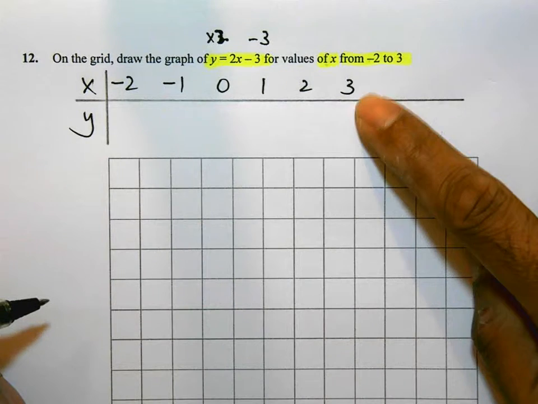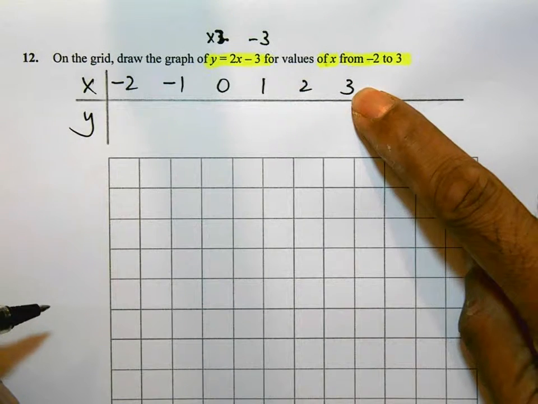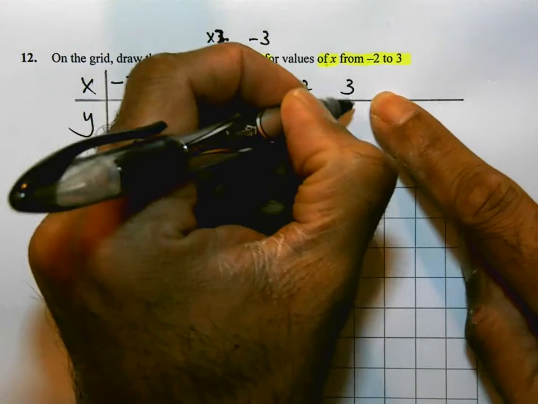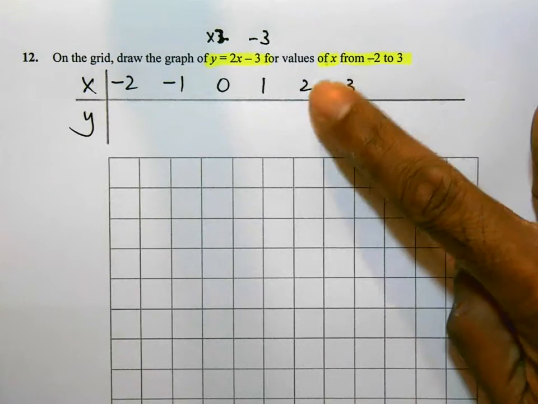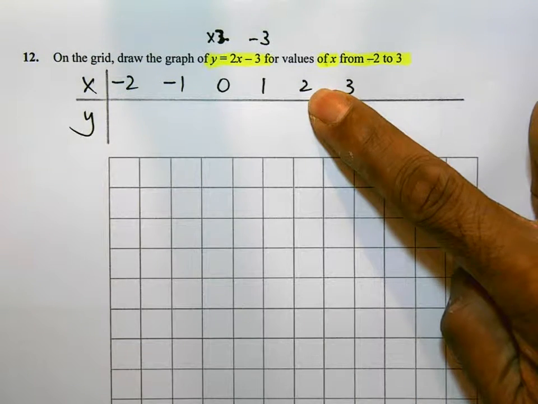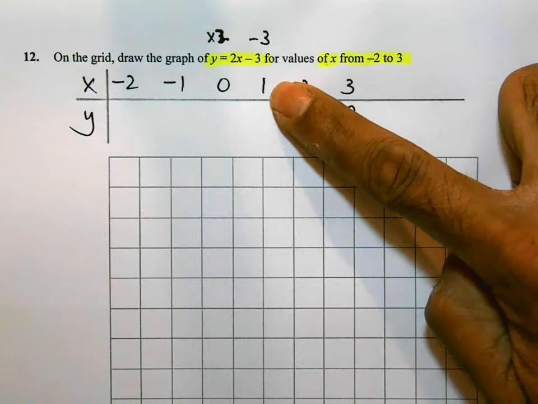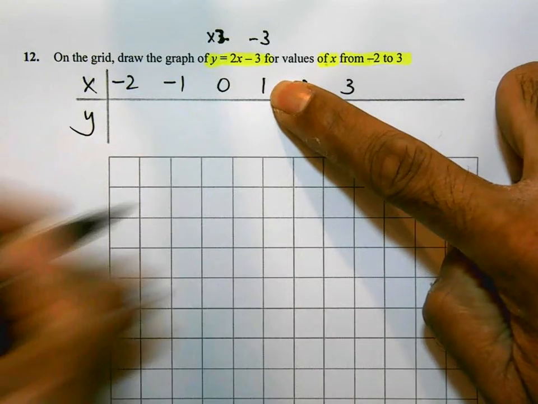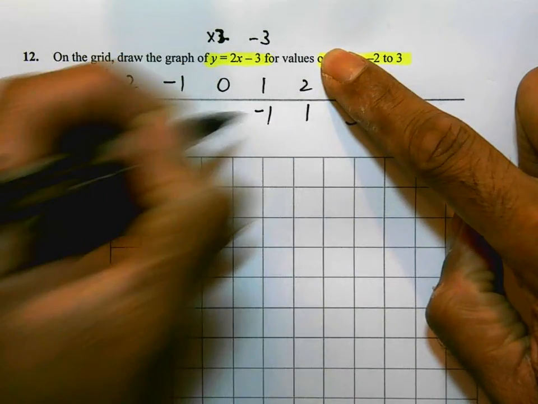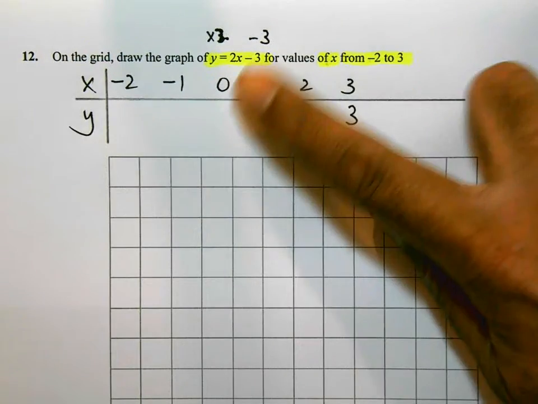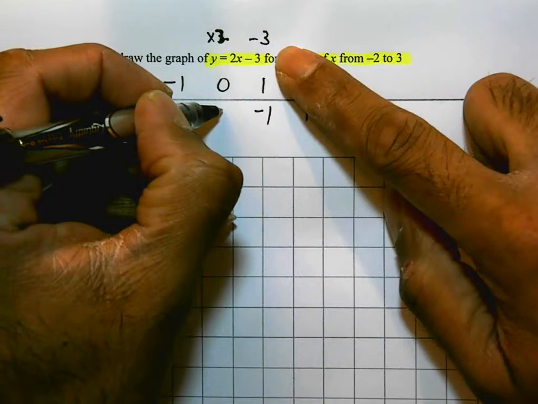So 3 times 2 is 6. 6 take away 3 is 3. 2 times 2 is 4. 4 take away 3 is 1. 1 times 2 is 2. 2 take away 3 is going to be minus 1. 0 times 2 is 0. Take away 3 is minus 3.